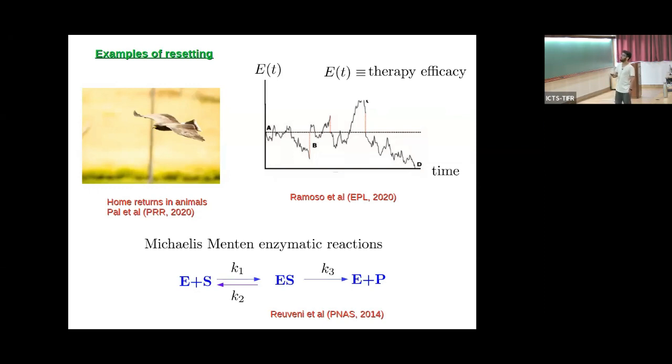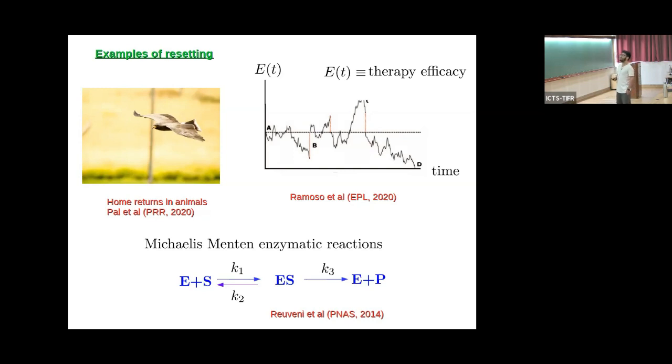Another interesting example comes up in antiviral therapies. So E here is the efficacy of a therapy, and here I've shown it as a function of time. The efficacy changes with time, due to several reasons. But after some time, we give another dose of drug, or sometimes we change the drug itself, which will bring the efficacy to some value again. After which it again starts changing, but after another time again we supply it with another dose, which will again bring this efficacy to some value. So here also the efficacy is being reset to some value.